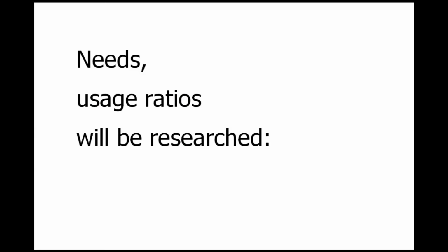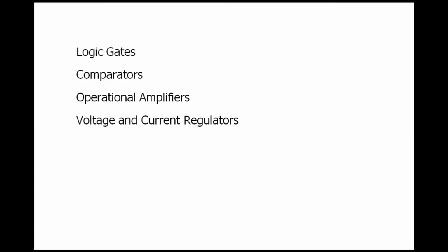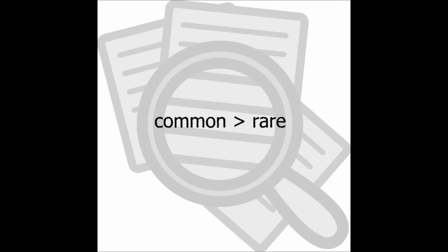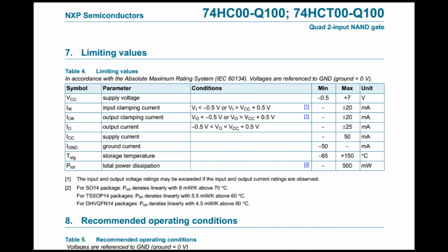For the project planning, the needs and usage ratios will be researched of ICs for common series like logic gates, comparators, operational amplifiers, voltage and current regulators, switching ICs, audio amplifiers, LED drivers, timers, etc. From the very common ones first, to the rare, a large scale of ICs will be scanned. You can send your request if there is one, in this period. All your requests will be considered as the priority of production during the project for each of the new boards.